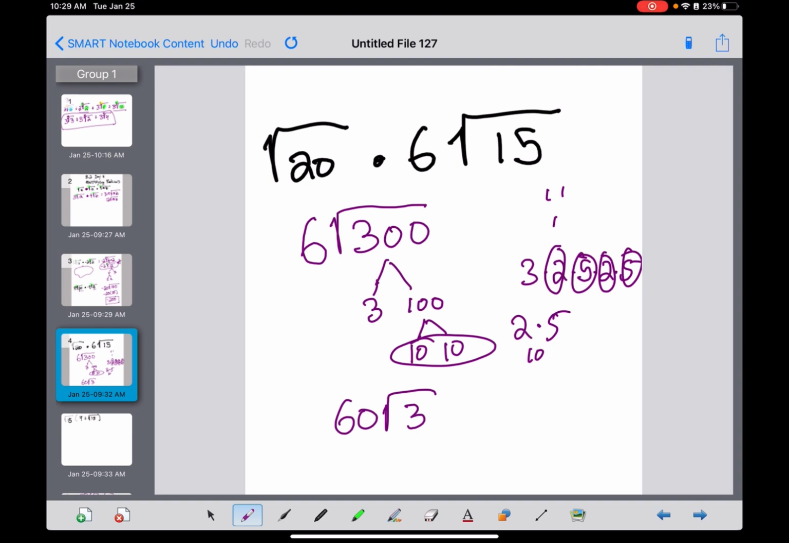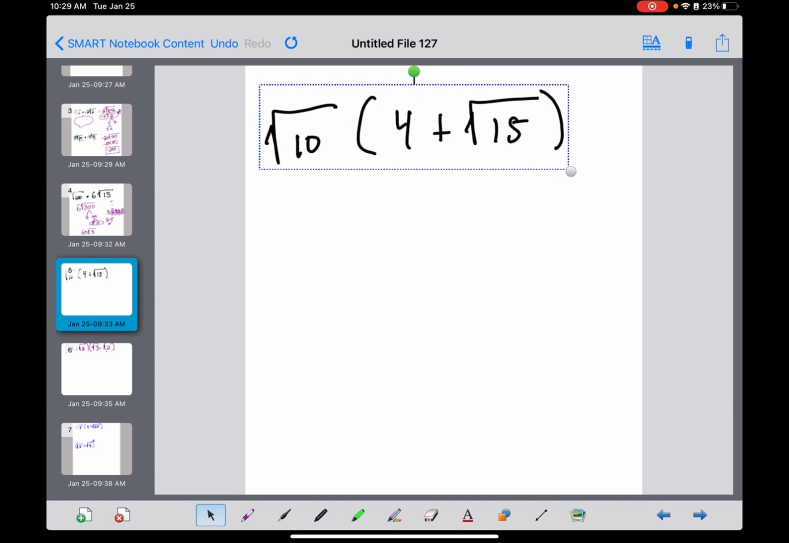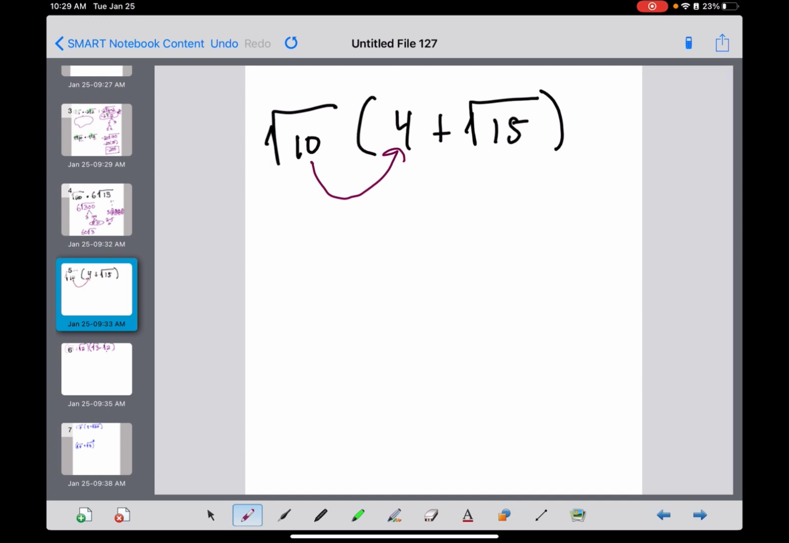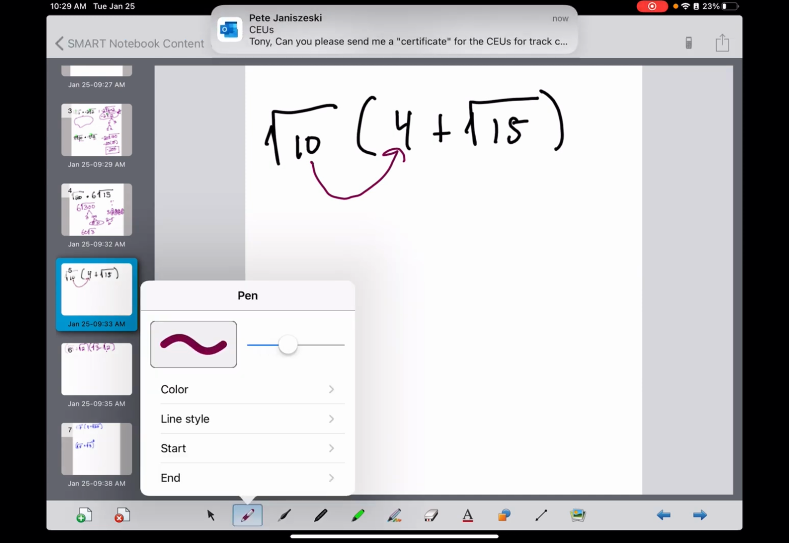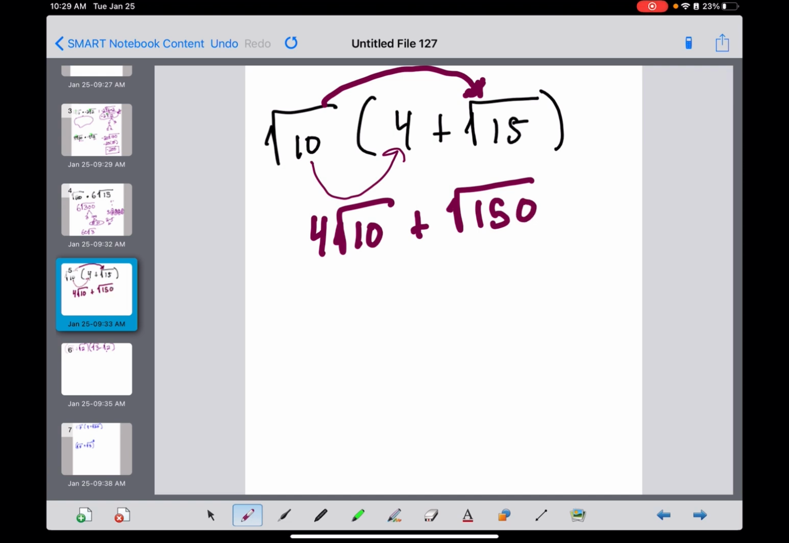Pretty straightforward, right? Okay. Now we just need to make sure that we follow the basic rules that we have for multiplication. So if we have to distribute, we have to distribute. So if we have radical 10 times, in parentheses, 4 plus radical 15, we have to distribute that radical 10. So we take radical 10 times radical 4. That gives us 4 radical 10. Plus, we also have to take radical 10 times radical 15. 10 times 15 is 150.